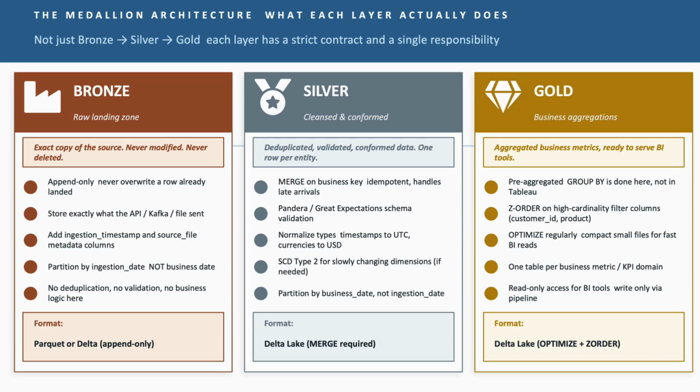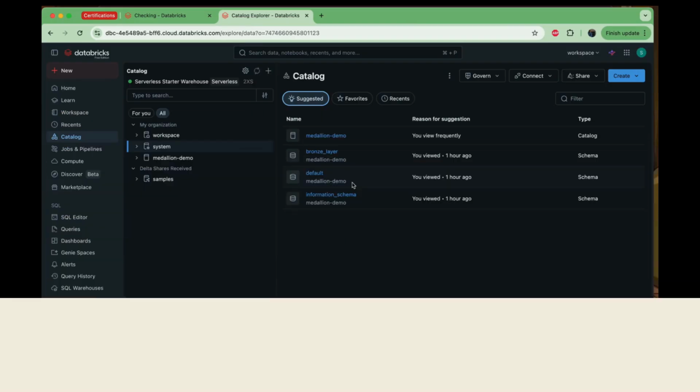So look at the three cards in this slide. Notice how each layer has a strict format badge at the bottom. Bronze can use Parquet because it's append only. Silver and gold need Delta tables because they need the merge and the Z-order.